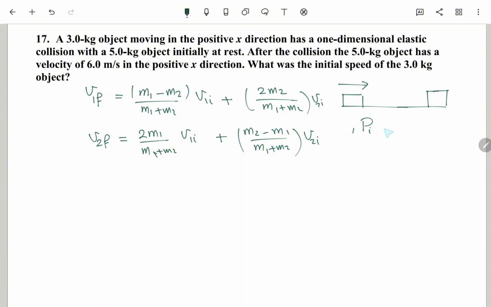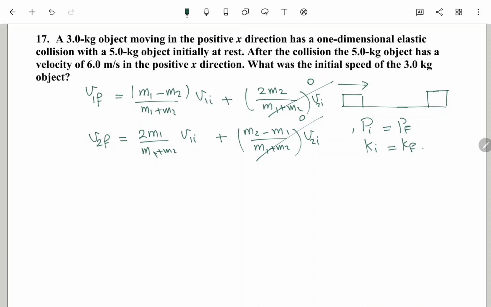And remember, these two equations are extracted from conservation of momentum and conservation of kinetic energy. And because this is an elastic collision, we can just use these ready equations. Now, what was the initial speed of the 3 kilogram object? Now let's simplify these two equations. The second object, this black one here, is initially at rest, so the initial velocity equals 0, and this part is equal to 0 as well.